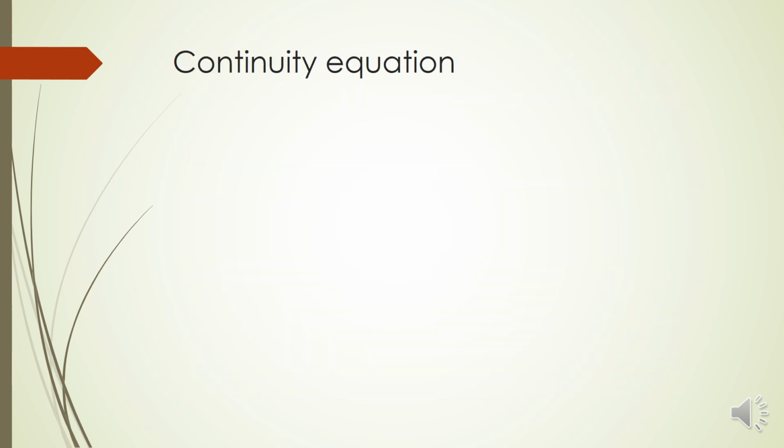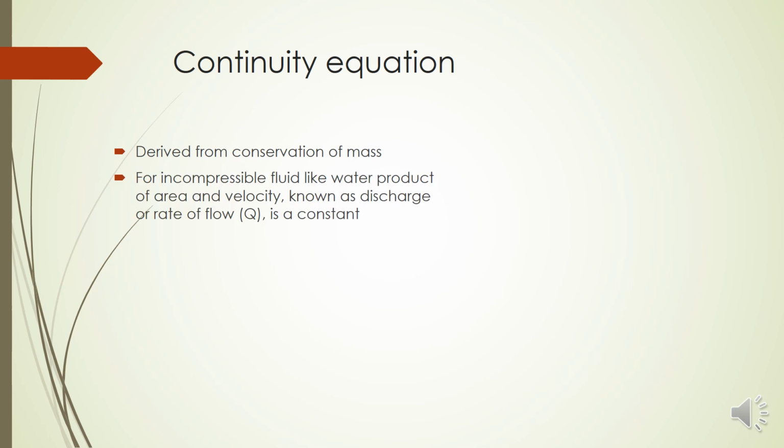So first we have to study continuity equation. So what is continuity equation? It's derived from conservation of mass. And it tells that for an incompressible fluid like water, the product of area and velocity will be a constant. So area into velocity in any section of water flowing, the area of that pipe into velocity in that section is a constant. And this is known as rate of flow. So when area decreases, the velocity will increase.